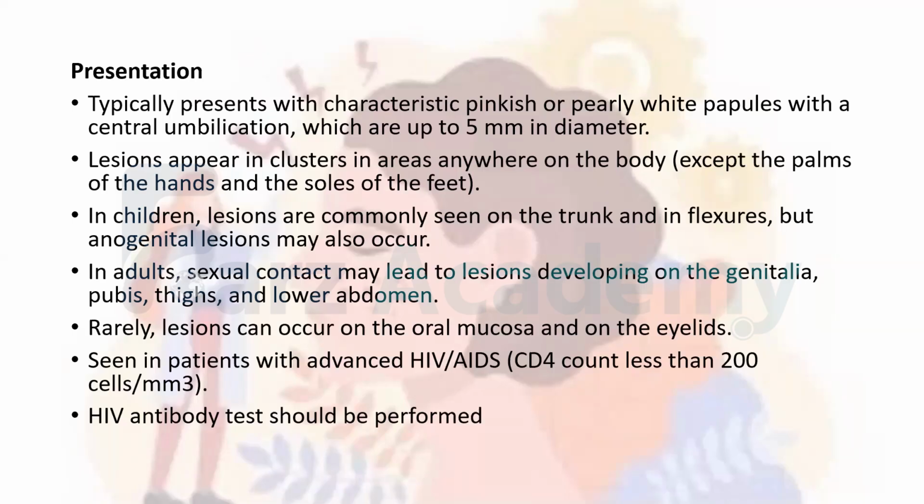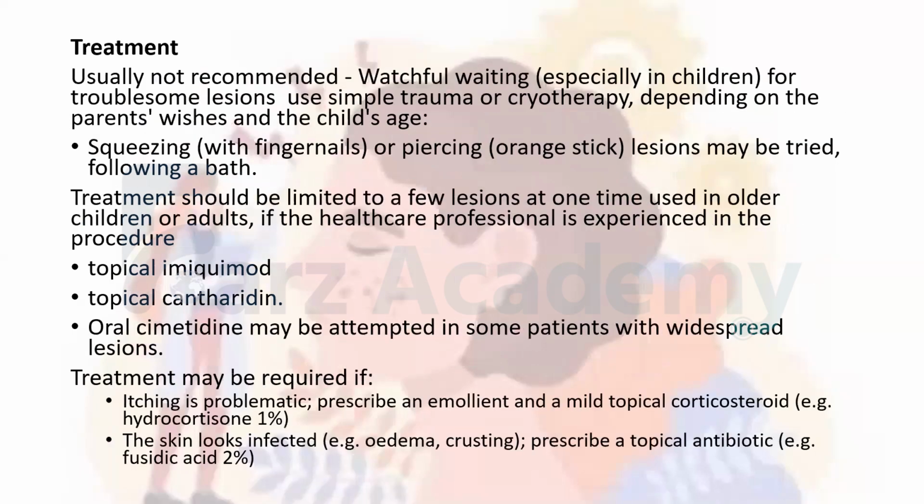And it is most commonly seen in immunocompromised adults with HIV and with a CD4 count of less than 200 cells per cubic millimeter. And an HIV antibody test has to be performed in any adult patient with molluscum contagiosum. Okay, because it's most commonly seen in immunocompromised people only. Treatment is usually not recommended. It is just symptomatic and observation.